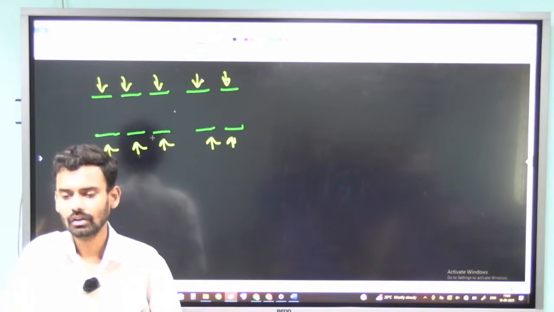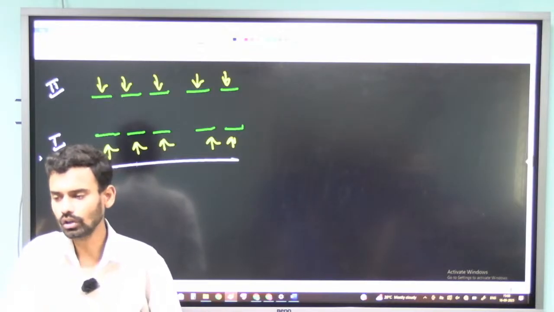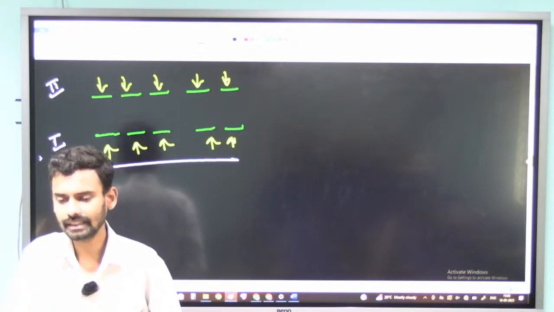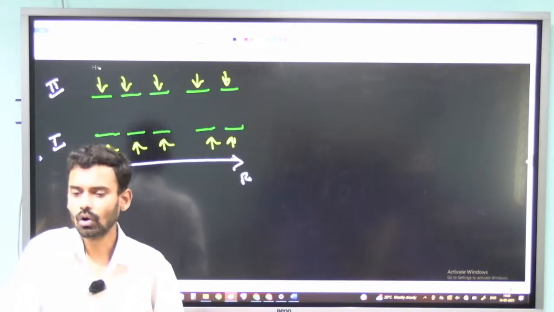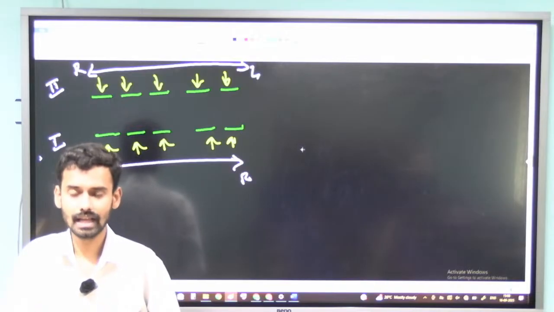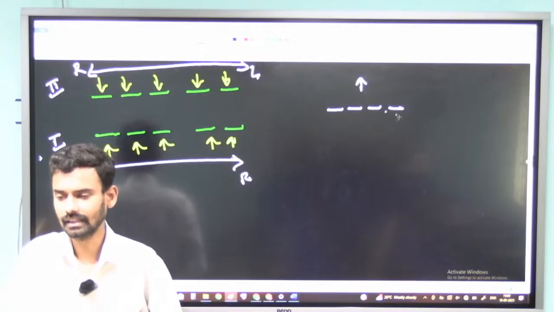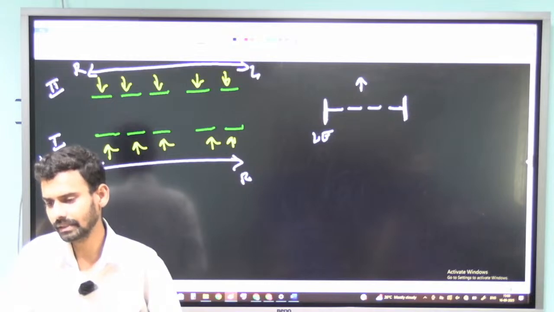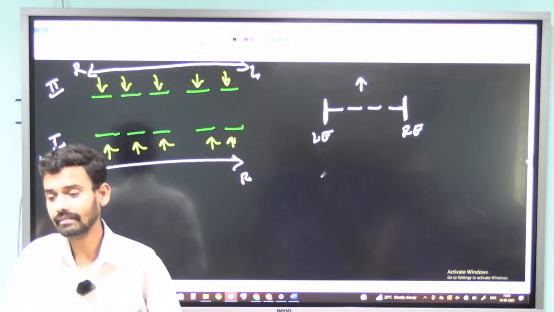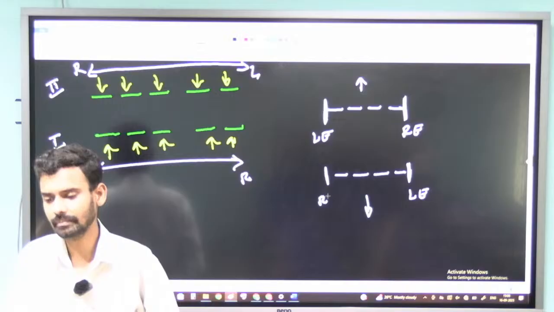Which also means, for those sitting in row 1, let me name this as row 1 and this as row 2, this will be the left and this will be the right, and for all those sitting in row 2, this will be the right and this will be the left. And suppose all are facing the north direction, then this end will become the left end and this end will become the right end. But whenever all are facing the south direction, then this end will become the left end and this one will become the right end.